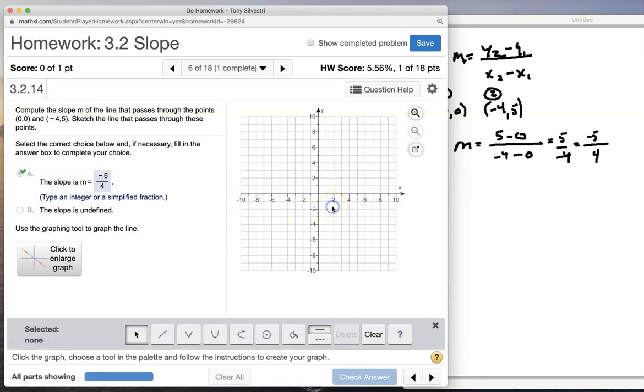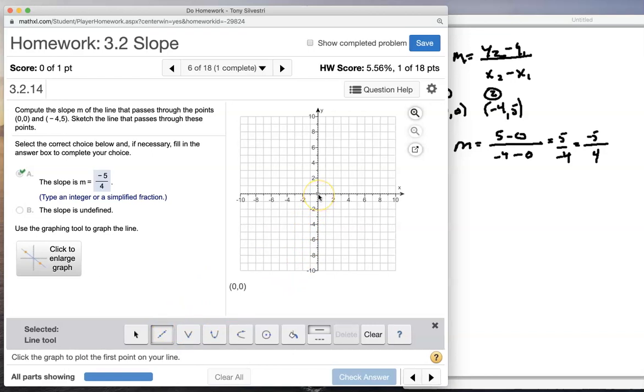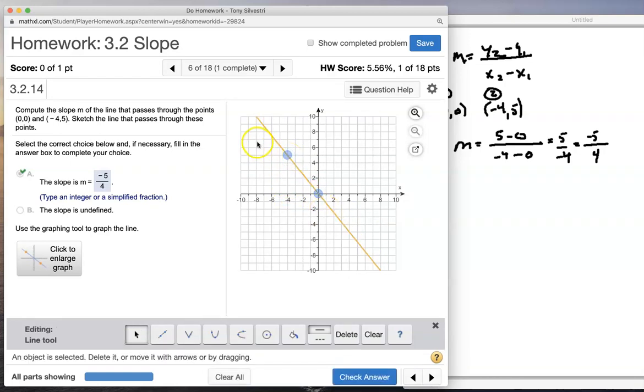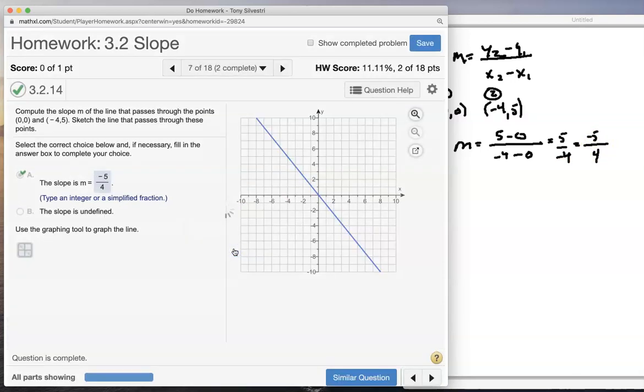So I'm going to click on the graph. Always pick that line. 0, 0. That's easy to find. Center of the world, right there. Click it. Then we've got -4, 5. -4, 5 is right there. Click that, and that's consistent with a negative slope because it's going down. Check your answer. Great job. So we did 2 of those.